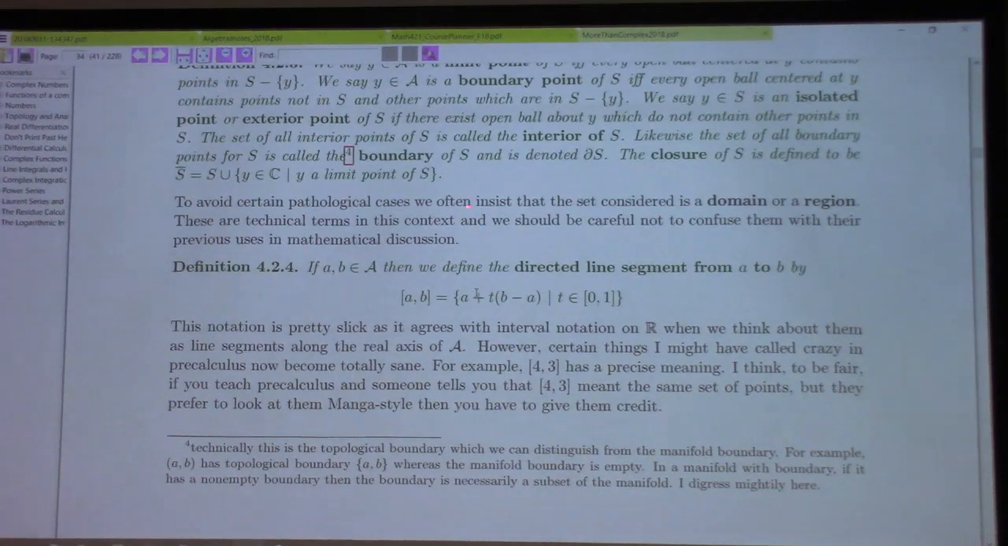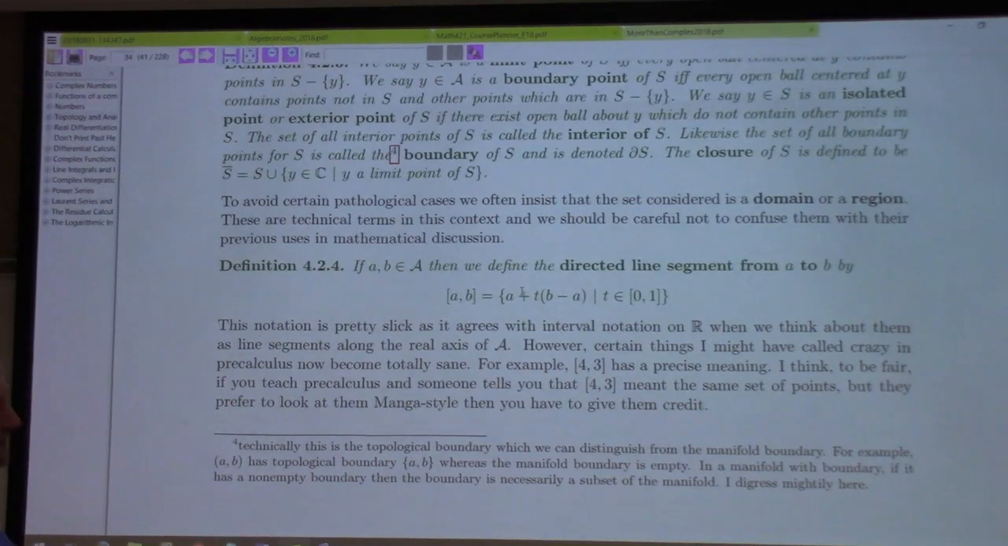Let's see here. A domain or a region. A domain is an open connected set. A region is a set whose, how does it go? A region has an interior, which is a domain, I think, if I remember right. Anyway, we'll get back to that in a second. To understand that word I just used, connected, we have to define that, right?